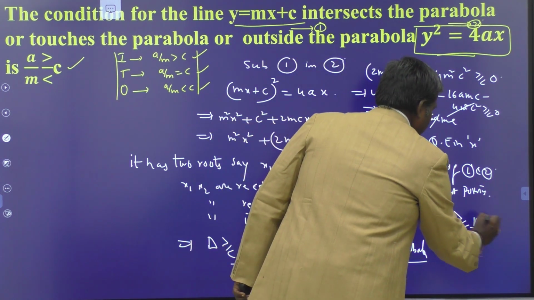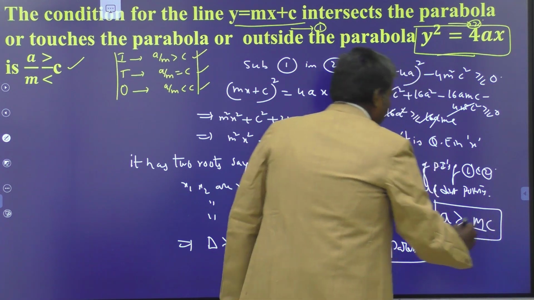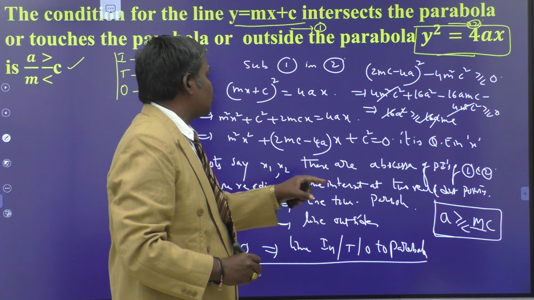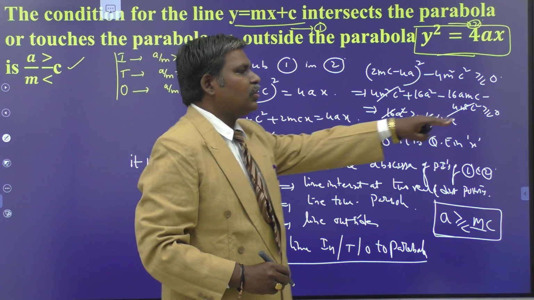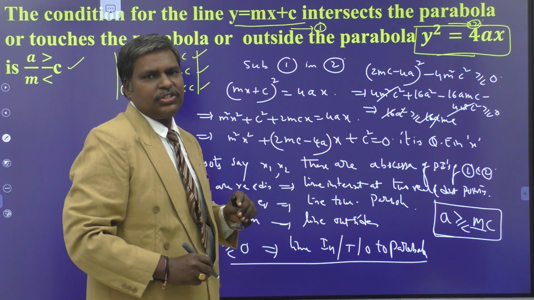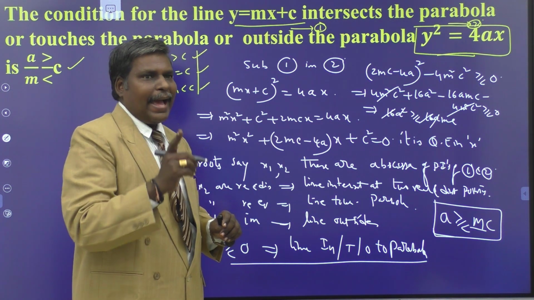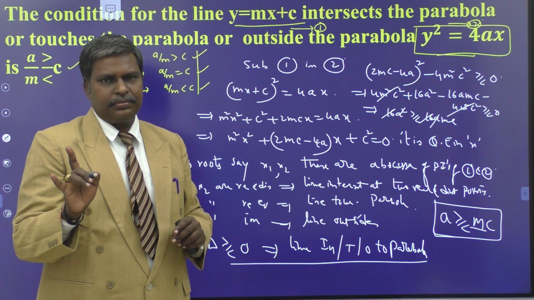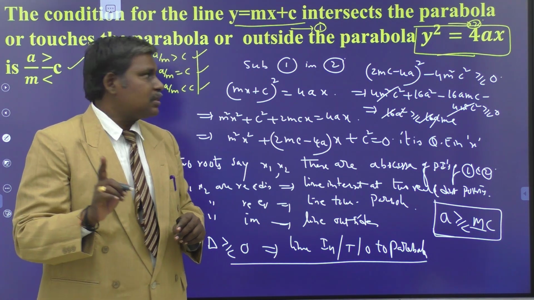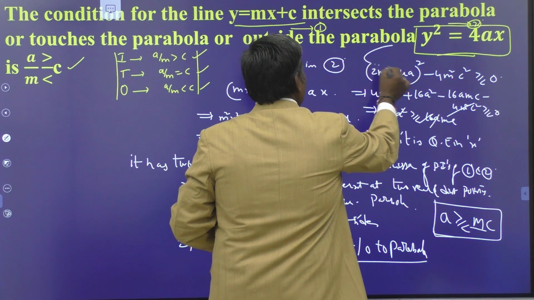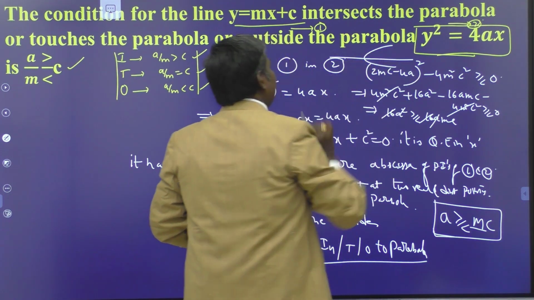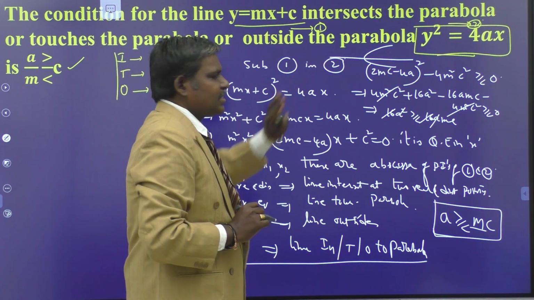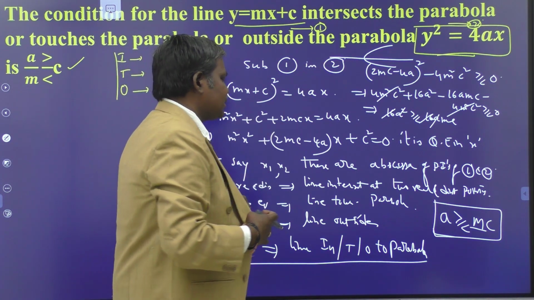Here m is the slope of the line. If m is 0, that becomes the axis. The axis always intersects the parabola at exactly one point. It is not a chord. Suppose this is the parabola, this is the axis. The axis always intersects the parabola at only one point. It is not a chord. So the case here is intersects.